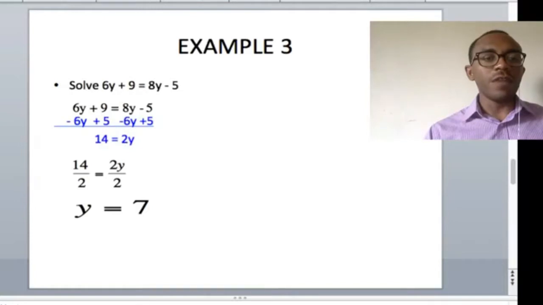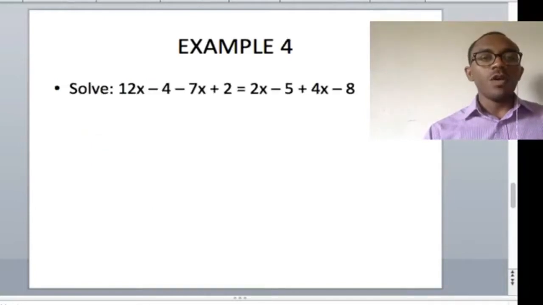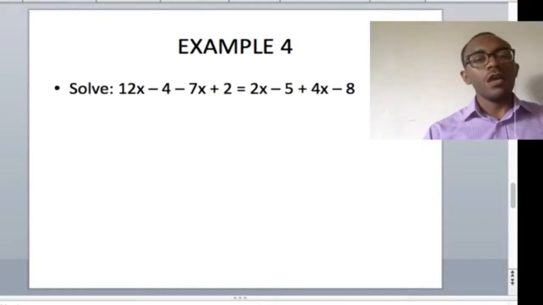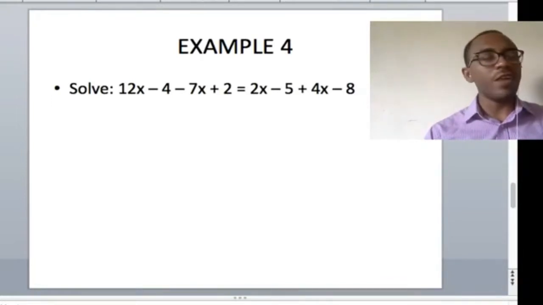Okay, so let's pass now to the 4th example. Some people are going to read that and say, oh my god, that's a long and complicated one. It's complicated, but it's not really. Alright? It's simple. We're going to follow the same rules. Now, how do I begin? We have 12x minus 4 minus 7x plus 2 equal to 2x minus 5 plus 4x minus 8.